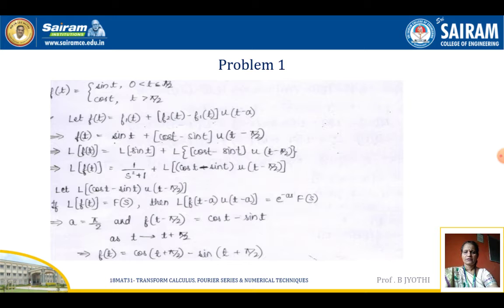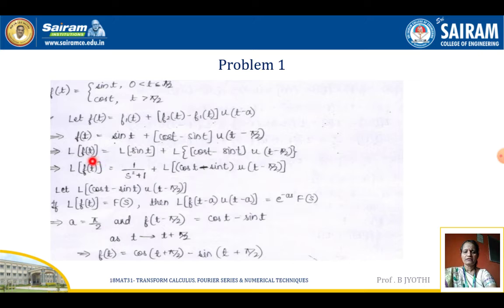First problem: f of t is sin t when t is varying between 0 to pi by 2, and cos t when t is greater than pi by 2. The formula is f of t equals f1 of t plus f2 of t minus f1 of t into u of t minus a, where a in this problem is pi by 2. Therefore, f of t equals sin t, which is f1 of t, plus f2 minus f1, that is cos t minus sin t, into u of t minus pi by 2.